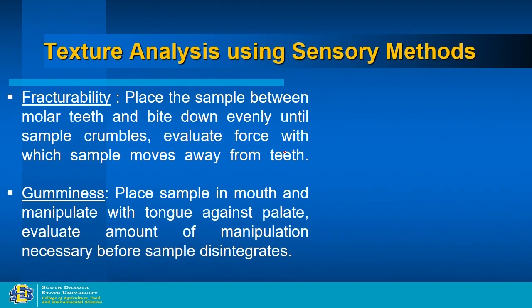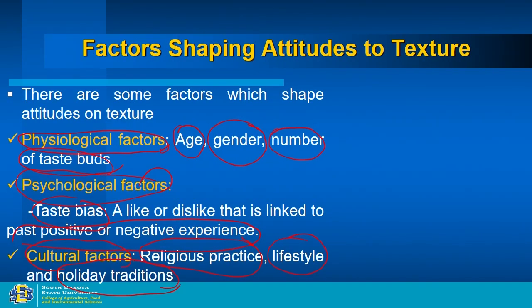Gumminess: place the sample in the mouth and manipulate with the tongue against the palate, evaluate the amount of manipulation necessary before the sample disintegrates. I think that's probably easy to do. Gumminess is relatively easy to do compared to fracturability or springiness. So we can place the food in our mouth and we can make that compression amount. But how will we get that amount of food or that number when we are doing that? That's what I'm saying. It's very difficult to get the right number.